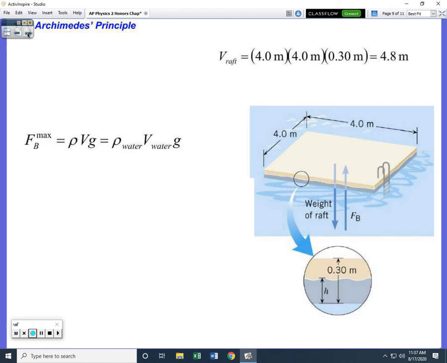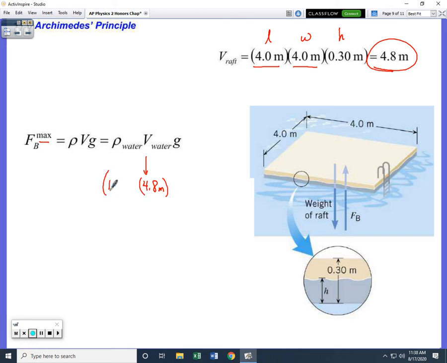So to start off with, let's find the volume of the raft itself. I took the length of the raft times the width of the raft times the depth or the height of the raft. So length times width times height gives us that the volume of the entire raft is 4.8 meters. And so if I want to figure out what the maximum buoyant force is, in other words, if the entire raft was in the water and it displaced that entire volume of water, so if it displaced an entire 4.8 meters, how much buoyant force would be on it?